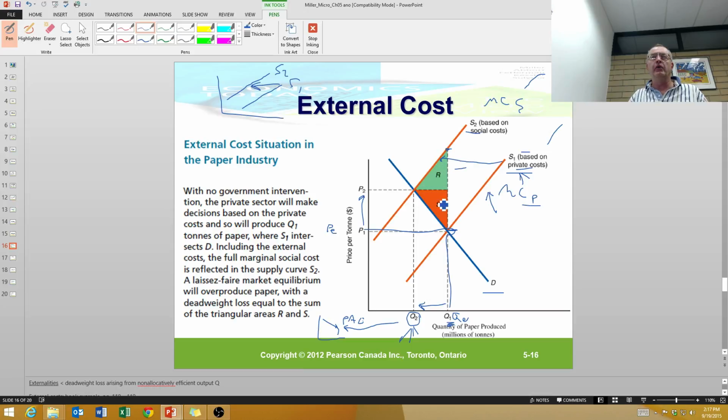So if this is the socially optimal level of output, but in fact we actually have this much output, then we have overproduction in society. When we have overproduction, we have this deadweight loss, because the marginal cost to society exceeds the marginal cost to private industry. So social costs are higher than private costs. Therefore, we have this deadweight loss. Therefore, society is not at its point of allocative efficiency on the production possibilities curve.